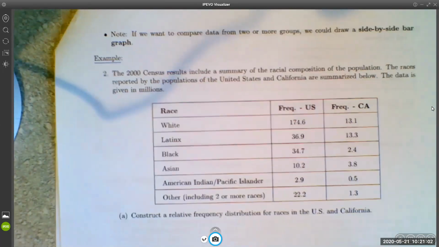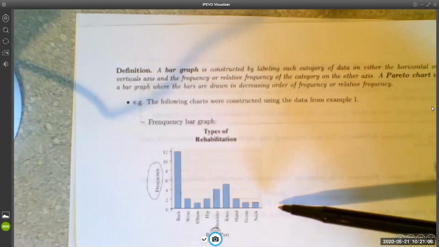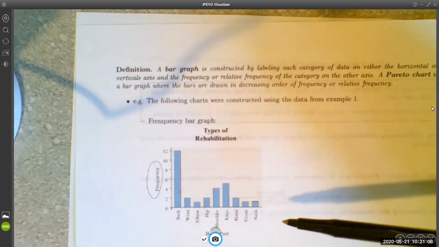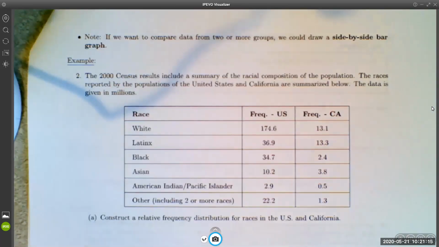So let's practice making some bar charts. I think making a single bar chart like this is pretty straightforward, right? But what I want to do is practice making what's called a side-by-side bar graph. And we would make side-by-side bar graphs if we're trying to compare data from 2 or more groups. So here's an example of this.